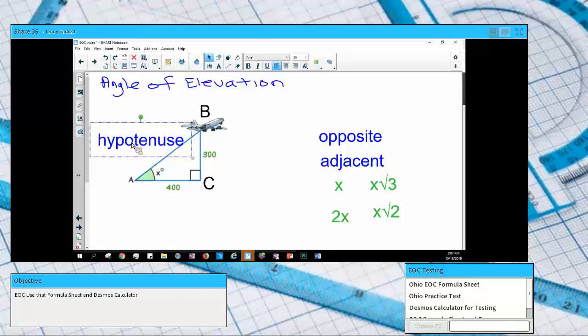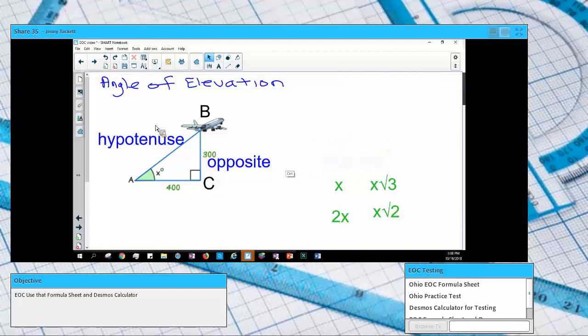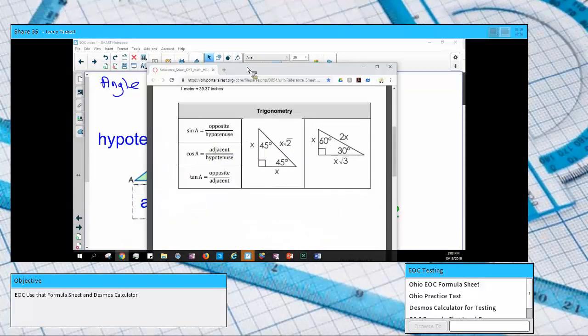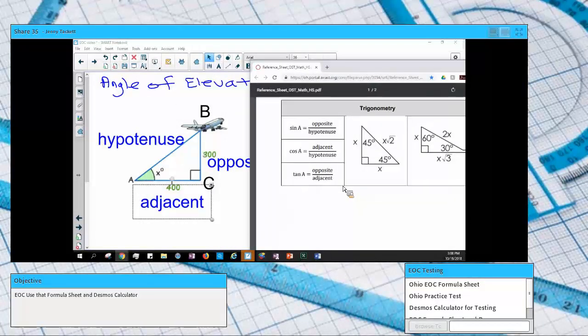The hypotenuse, remember, is always across from the right angle. The opposite side is across from the angle of reference. And the adjacent side is next to the angle of reference. The angle of reference being A, that's where our unknown is. Again, once I label my triangle, I can come back here into my formula sheet. And now with my sides labeled, I can see, oh, I need the tangent because that involves the two values I have, the opposite side and the adjacent side.